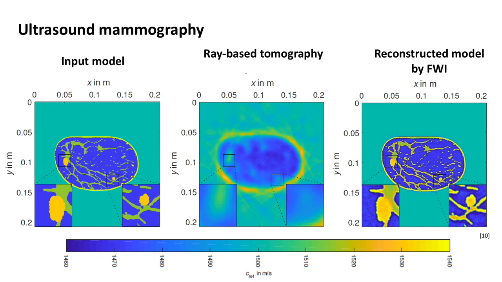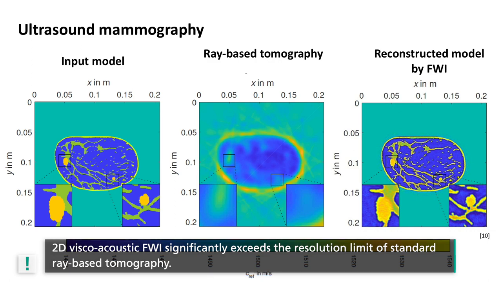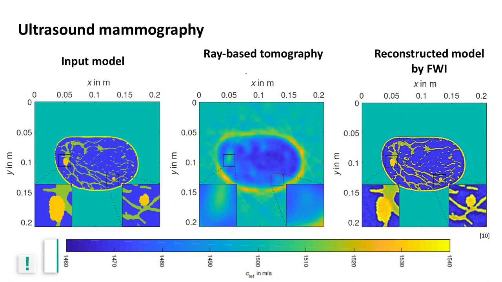Fabian Kuhn found out that medical ultrasound imaging using 2D viscoacoustic FWI is able to significantly exceed the resolution limit of standard ray-based methods. And as computer power continues to increase rapidly, FWI is expected to become more important for clinical applications in the future. This could help to detect small cancers earlier and thus improve the survival rate of patients.